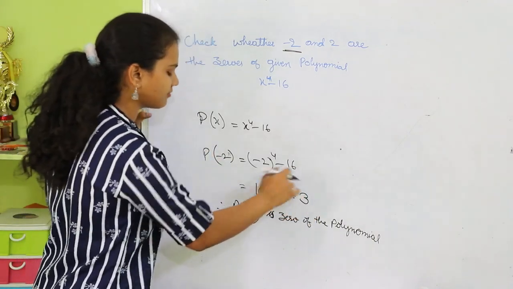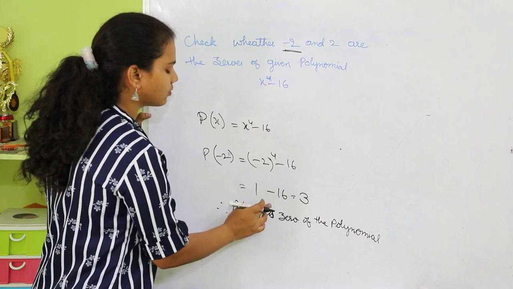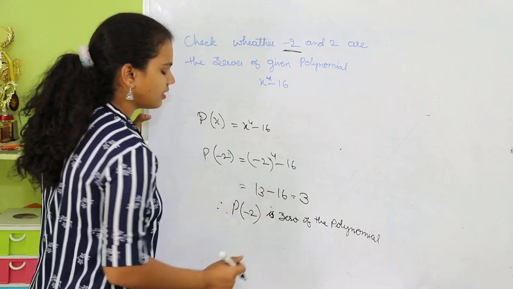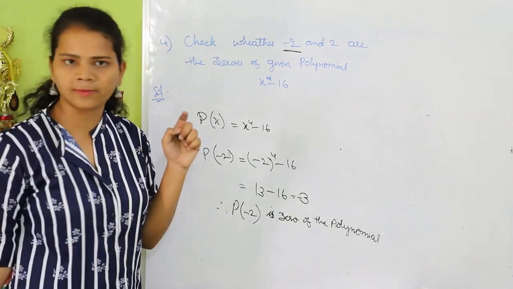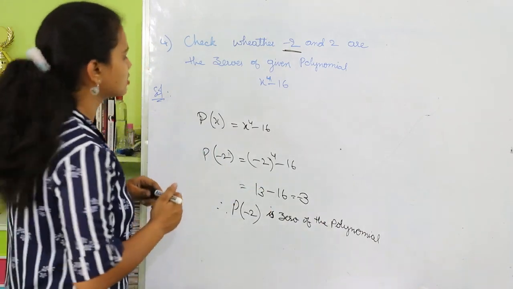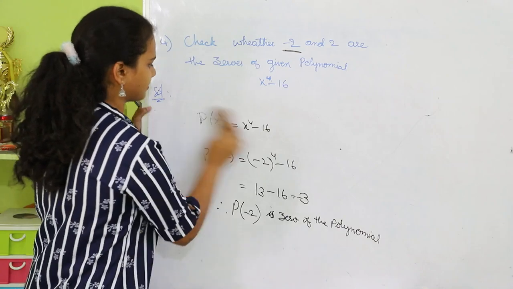Else, if here it is 3, then what would you do? If here it is minus 3, then what would you do? No, this is not a zero of the polynomial. We can state it like that. Okay, so this is what happens. Now let me go for the next one.